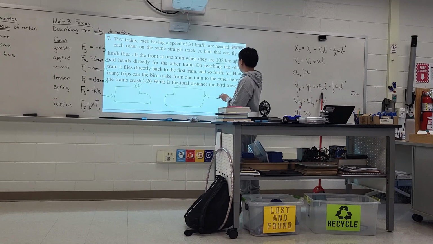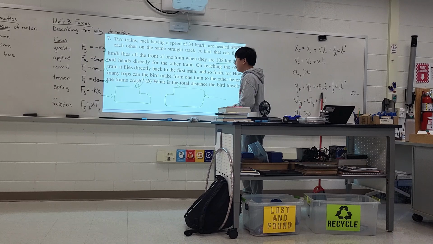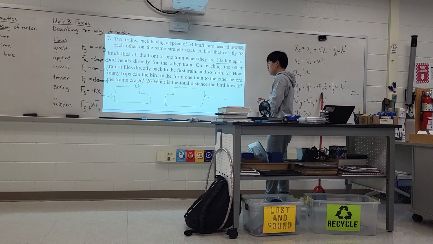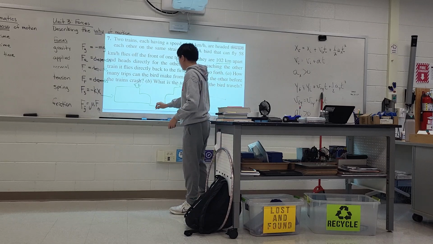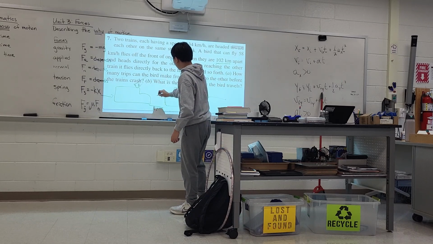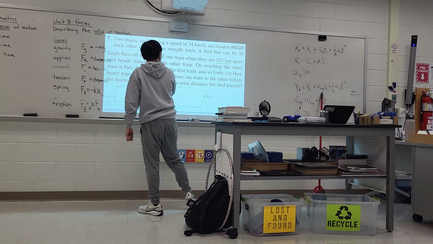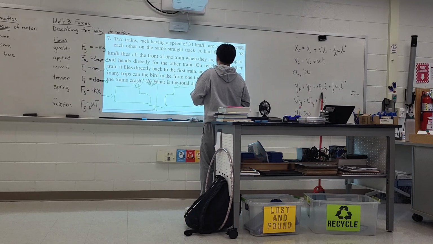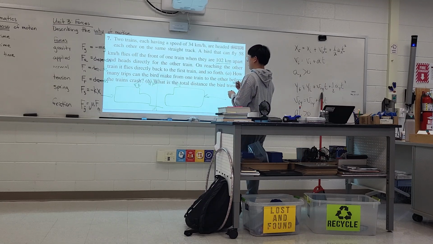So it says how many trips can the bird make from one train to the other before the trains crash? Let's try figuring that out a bit later, and first let's try B, where it says what is the total distance the bird travels? So we know that they are 102 kilometers apart. The trains crash at half of that point because they're traveling at the same speed, so it's at 51 kilometers. And the trains are moving at what? They said it traveled at, where is that?